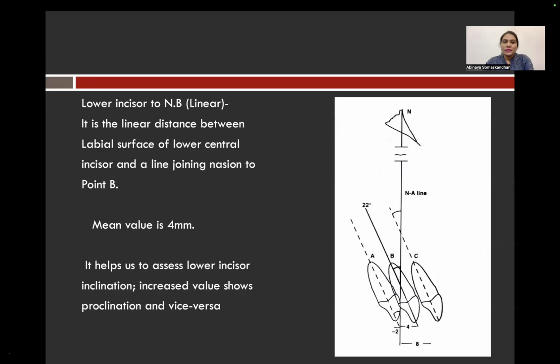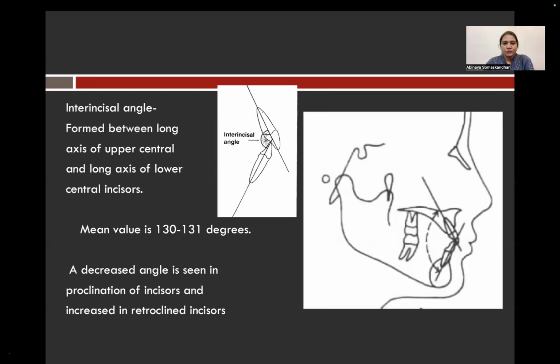Similarly for the lower incisors, we check with the NB plane. It is a linear distance between the labial surface of the lower central incisor and a line joining nasion to point B. The mean value is 4 mm. It helps us to assess lower incisor inclination. Increased values show proclination and vice versa.